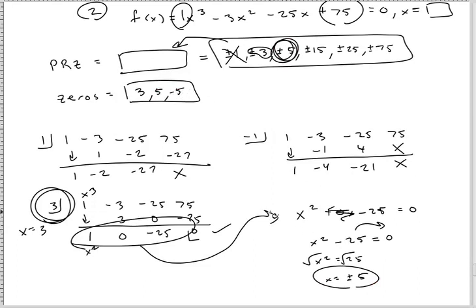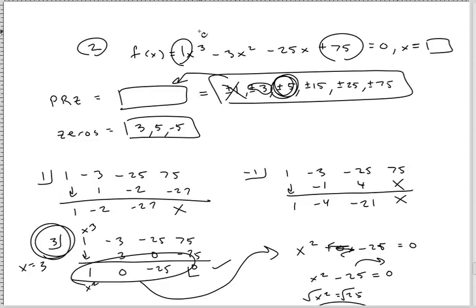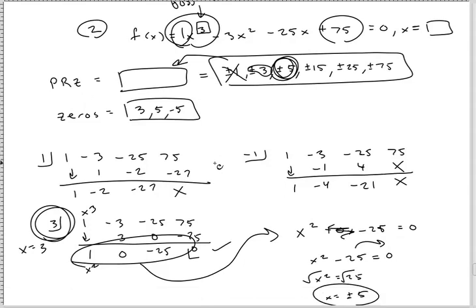I knew that there would be 3 answers total because right here, this is a cube. And so whatever your degree is, the highest power on your x, whatever your x says, that's the amount of zeros that you're going to have for the entire function. Okay, so yeah, we're going to do that again.